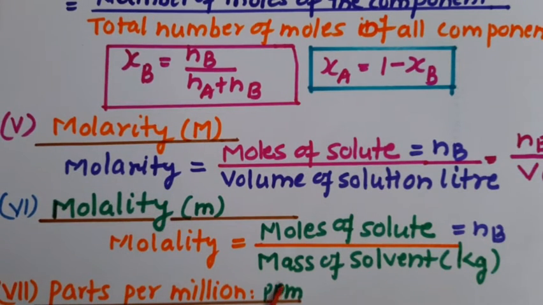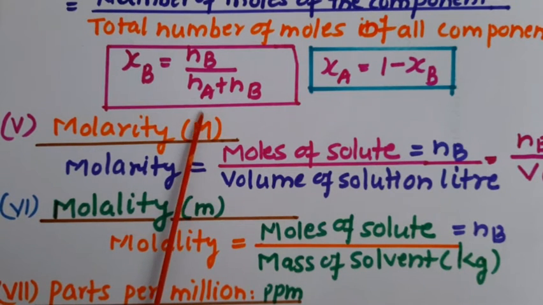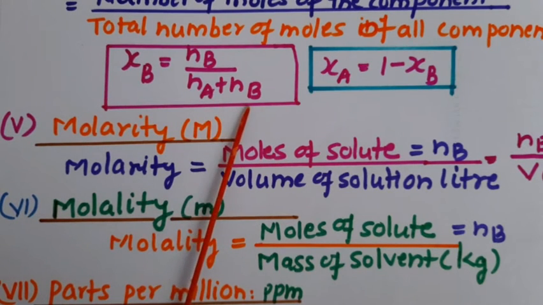Whereas let us talk about the denominator. Here the denominator contains number of moles of each component A and B, sum of the number of moles of each component present in the solution, where here the mass of solvent is taken in kg.